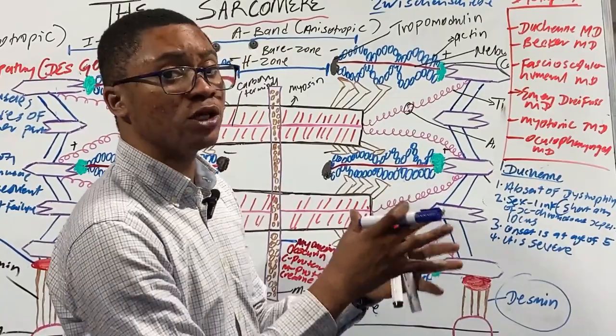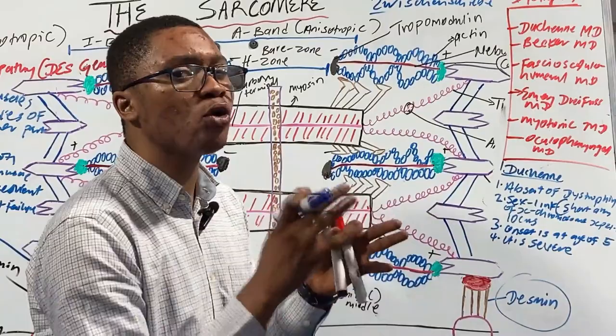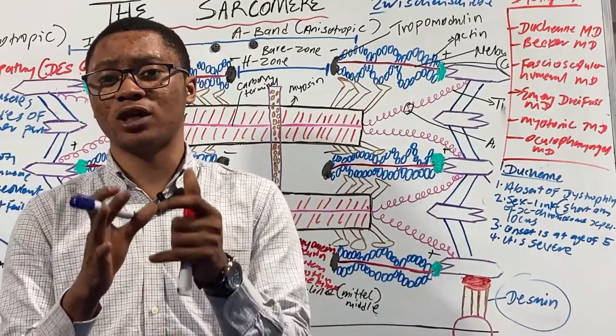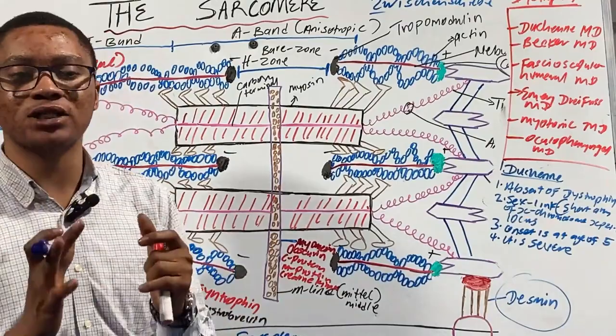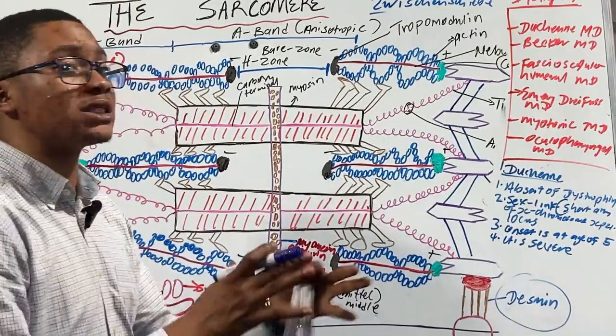It is called pseudohypertrophy because you think this child is actually getting fat, or the leg of this child is actually getting bigger. But it's not real muscle tissue. These are fatty, fibrotic tissues. That's why it's called pseudohypertrophy. Though it is increasing in size, this is not a real increase.